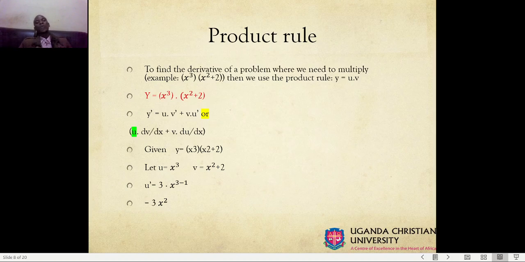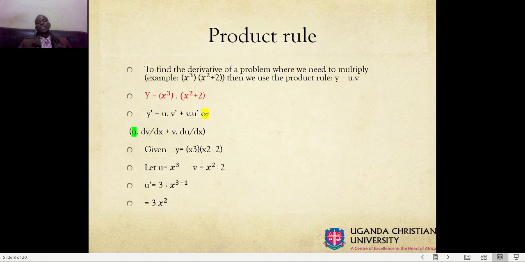Let me repeat. We are presented with these two functions which are multiplying through each other. One is x cubed, which is multiplying into x squared plus 2. And we want to get the derivative, or differentiate y with respect to x. So the rule is very simple. You're going to get the first function, which we are calling u, times the derivative of the second function, which we are calling v, plus the second function, v, times the derivative of the first function.